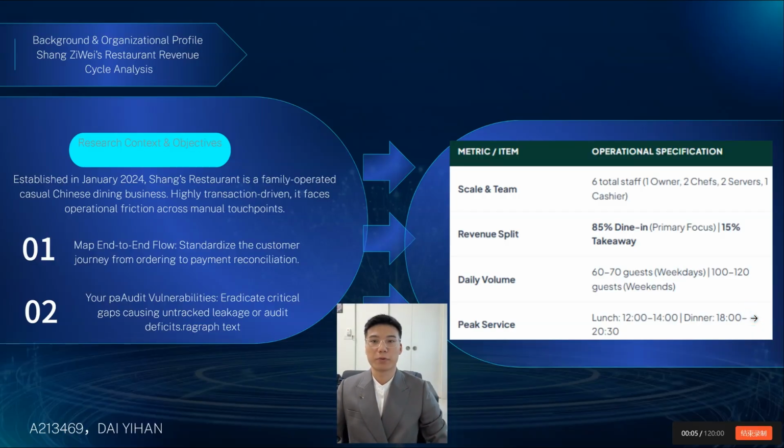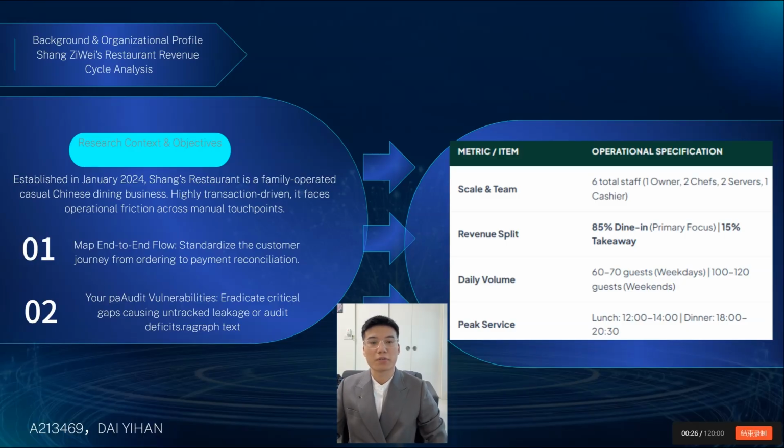Hello everyone, today I will present our revenue cycle analysis for Shanziwei's restaurant. Established in January 2024, Shanziwei is a small-sized Chinese casual dining brand running with a lean team of 6. By examining their business structure, we see that dine-in service represents 85% of their sales.